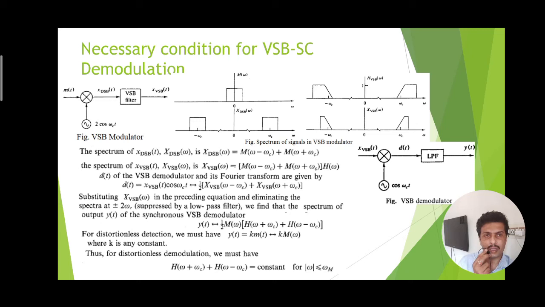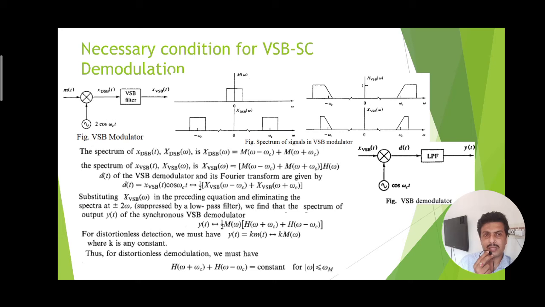Now here the only necessary condition for the VSB modulation technique to work satisfactorily is that H(ω+ωc) plus H(ω−ωc) must be equal to a constant or unity. Otherwise, our output will not be proportional to the message spectrum.